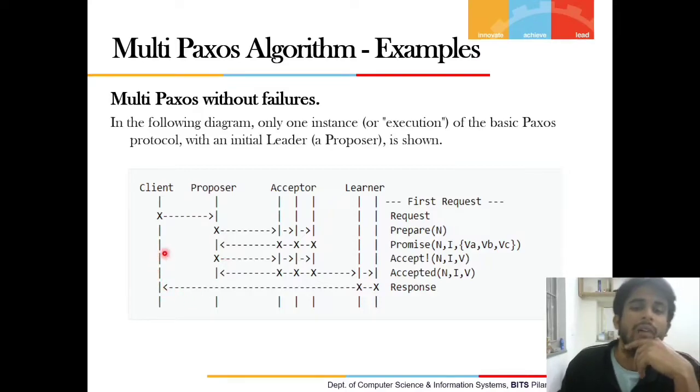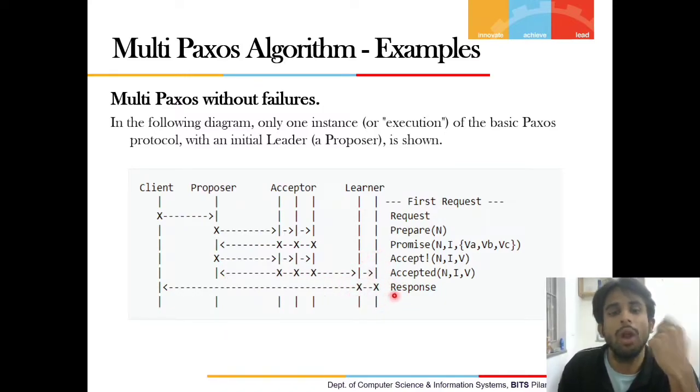Okay, after the proposer sends an accept message, the acceptor will receive this accept message. If the acceptor didn't promise to reject the proposal with the proposal ID N, it will accept this message and send this accepted message to the proposer and all the learners. Now the learner will learn this agreed value and send it to the client.